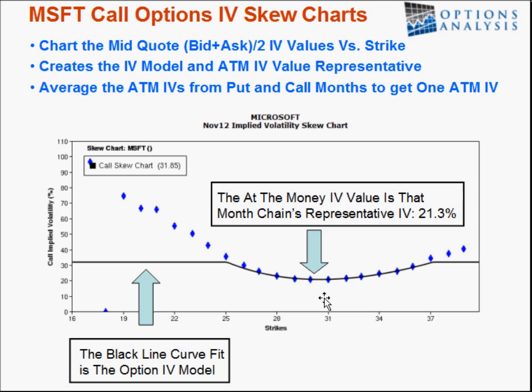Options sellers want more money to trade these out-of-the-money call options. To get more money, they raise the quotes, and when the quotes get raised, that increases the implied volatility and causes the smile. Almost every option chain that you look at has a smile to it of some kind. The bid and ask each have their own IV value. This chart was computed using the mid-quote assumption.